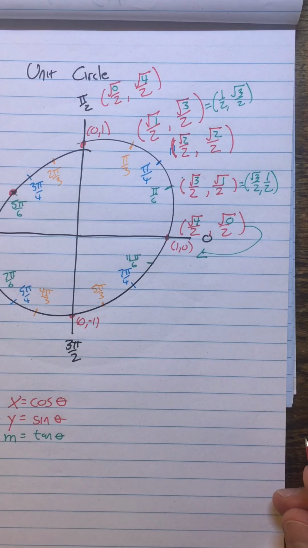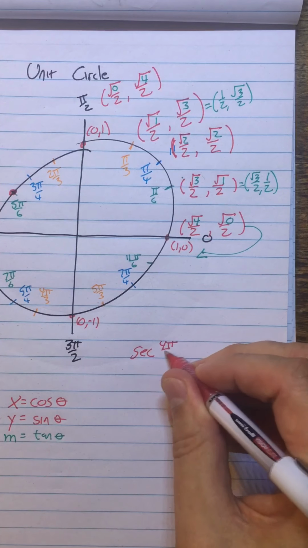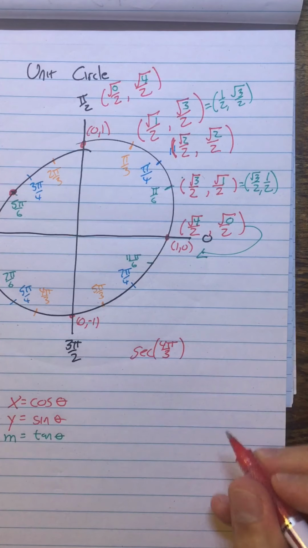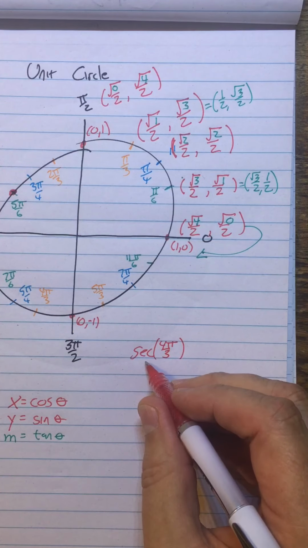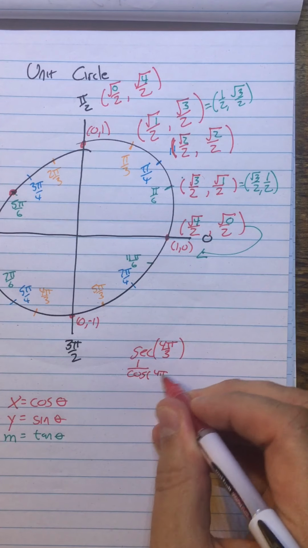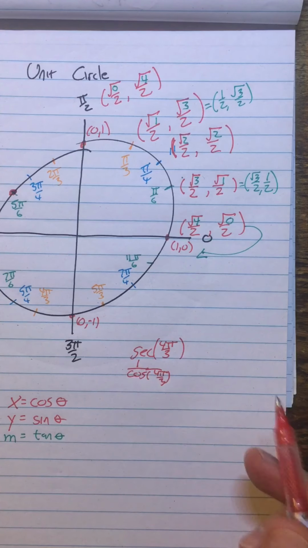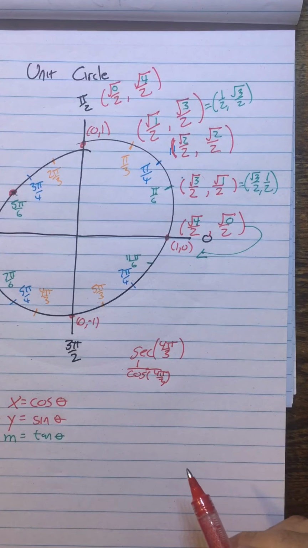So what if somebody asks you, what is the secant of 4 pi over 3? Secant of 4 pi over 3. So what you do is you think secant is 1 over cosine, and you have to know that. So 1 over cosine of 4 pi over 3. So you have to know that secant is 1 over cosine, cosecant is 1 over sine, and cotangent is 1 over tangent.